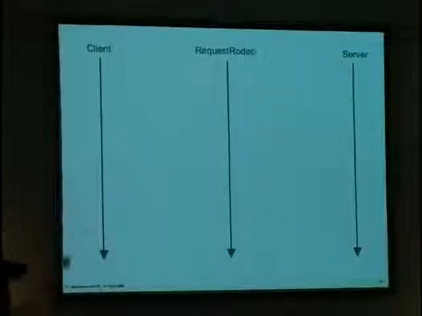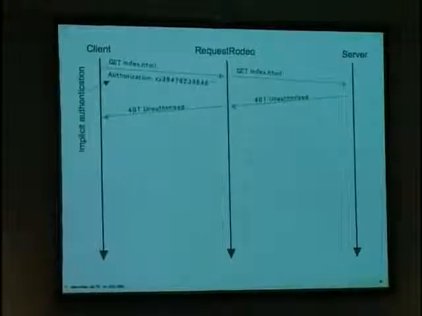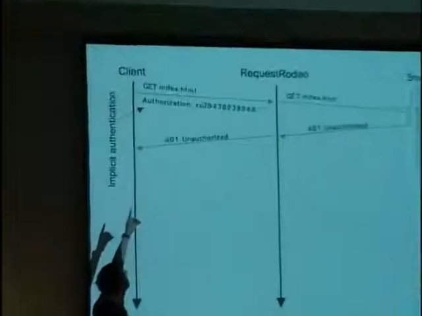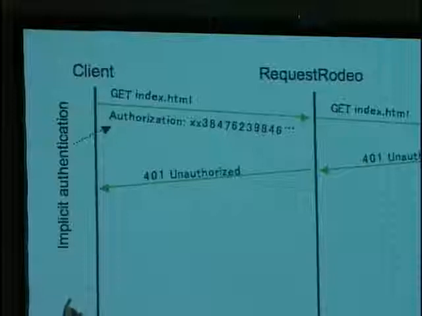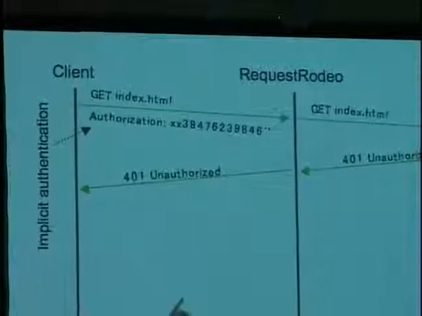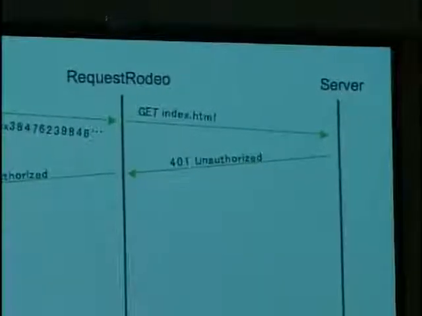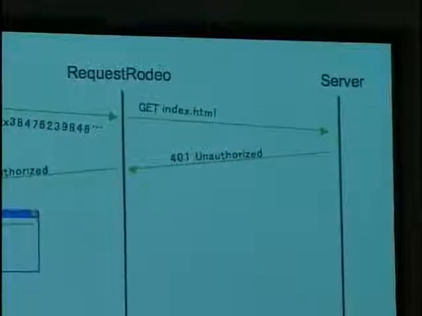Okay, we have the client, we have our proxy in the middle, and we have the server. And the client has an untrusted request that somehow has an authorization header by browser magic. If we simply remove this authorization header and send it to the server, the server answers with 401 unauthorized, and we would pass that 401 unauthorized to the user.